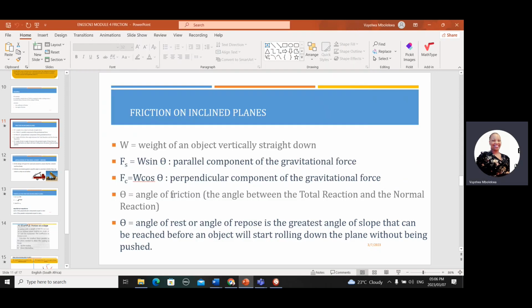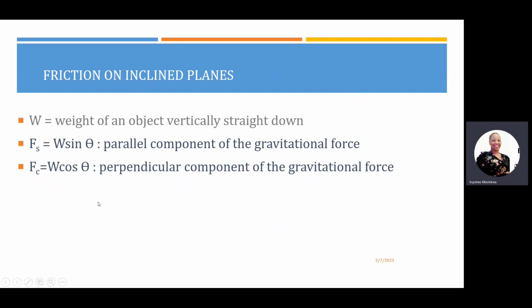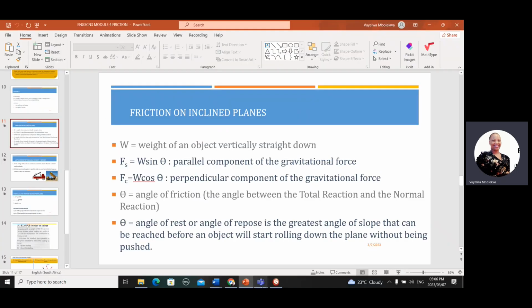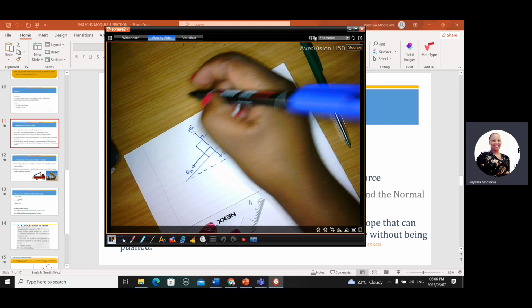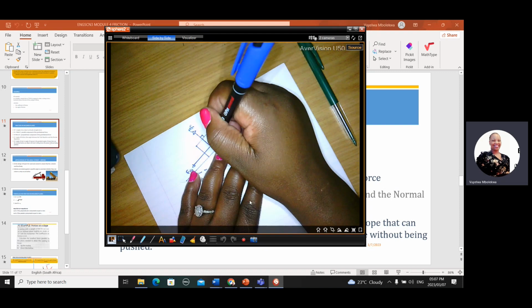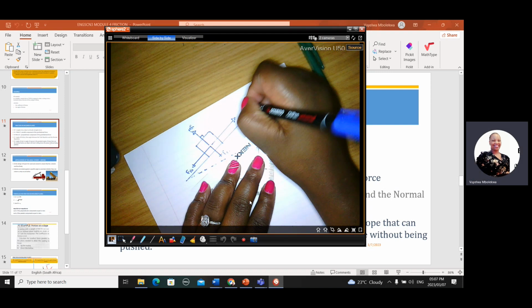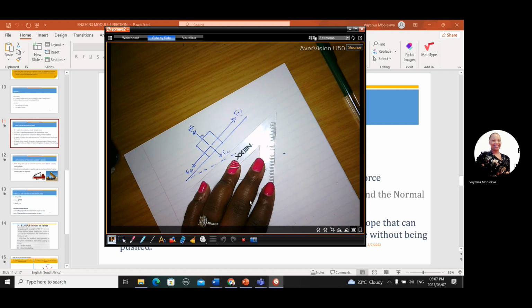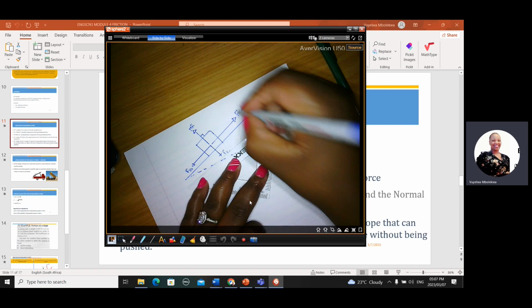So on the notes here, it shows that Fc is the perpendicular component and Fs is the parallel component, and it shows the formula to calculate each. So these three forces are always standard when you have friction on a slope. Now, if there is no applied force, frictional force will position itself upward like that. That will be frictional force.